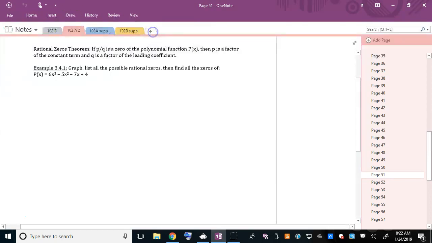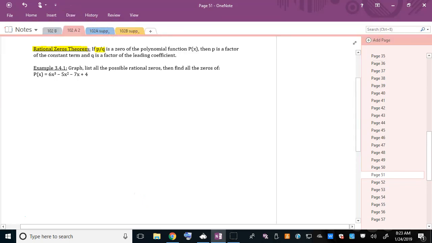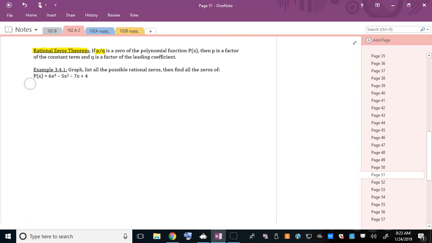That's what this rational zeros theorem gives me. So I've got this thing P over Q, and that will be a zero of my polynomial. In that case, P is a factor of the constant term, and Q is a factor of the leading coefficient. So here I've got 6x cubed minus 5x squared minus 7x plus 4. So let's see if we can figure out what these P and Q things are.